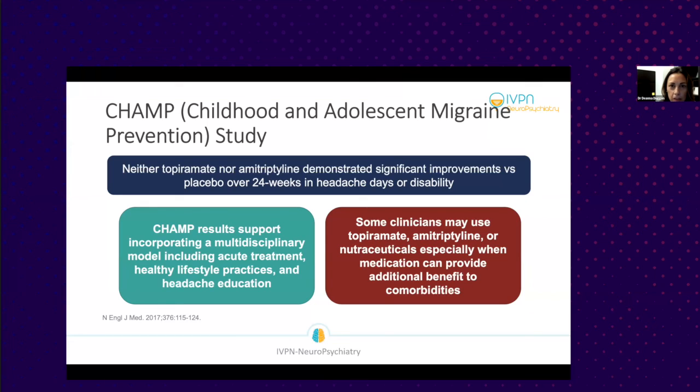What we have to do is consider each child on an individual basis, looking at their holistic health, and then consider all other possible treatment strategies that may be beneficial to them. And if we do select a pharmaceutical option, we consider the side effects and how that may impact their health as well. Next slide.